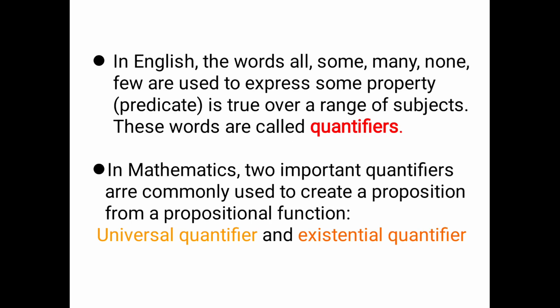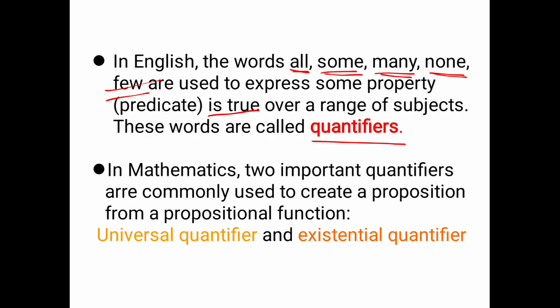What are quantifiers? In English, these are words such as all, some, many, none, and few. These types of words are used to express some property which is true over a range of subjects. So basically, these words such as all, some, many, none, and few are called quantifiers.